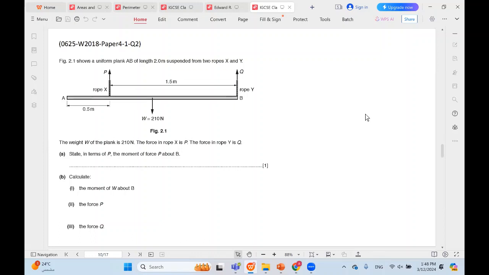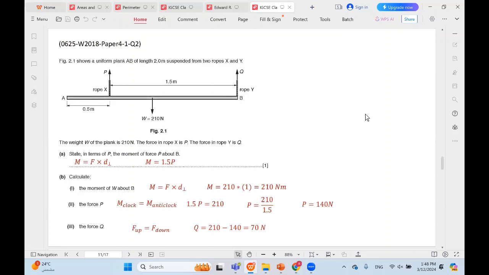Figure 2.1 shows a uniform plank AB of length 2 meters suspended from 2 ropes X and Y. State in terms of P the moment of force P about B. So the moment of force P about point B would be the force itself, which is P, multiplied by the distance between B and the force. And the distance between B and the force is this 1.5 here. So therefore, the moment will be 1.5 P.